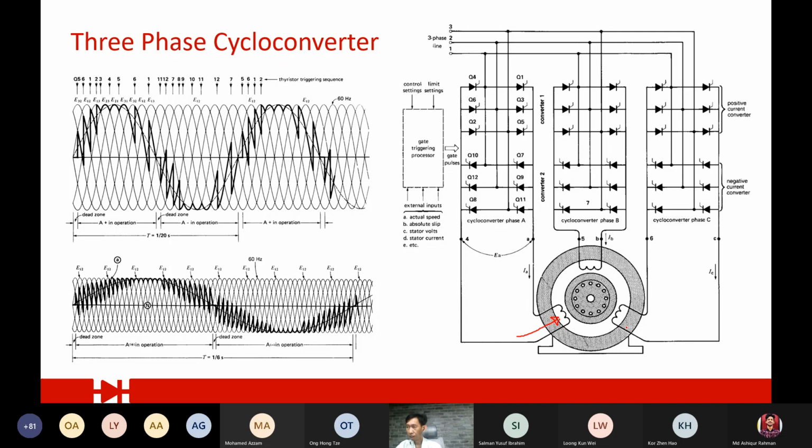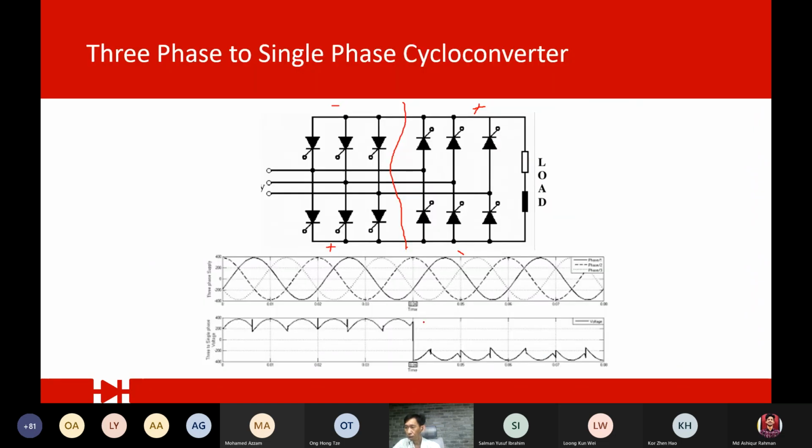Okay, and of course the complicated part is the controller part. The controller part is the complicated part, and you will require how many thyristors? We have 6 here, we have 12 here. Altogether, we need to have 36 thyristors to construct this three-phase cycloconverter. But the higher the phase you go, the lower the harmonic it is.